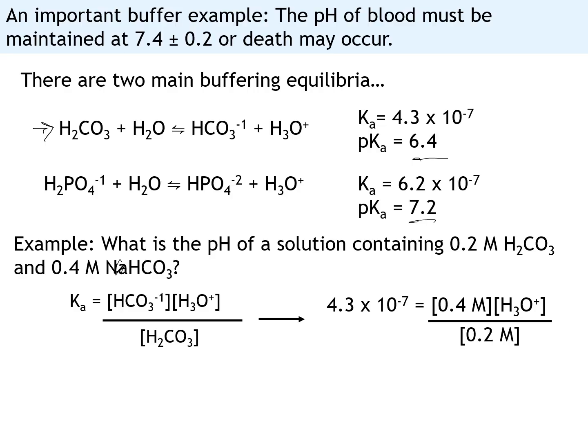We fill in the numbers that we know. So we know that the hydrogen carbonate is 0.4 molar. We know that the dihydrogen carbonate is 0.2 molar. Solve for the hydrogen ion or hydronium ion concentration. And we get that that is equal to 2.15 times 10 to the minus 7. So we know that the pH is going to be somewhere close to 7 because we got that power on the 7. So we end up with a pH that is equal to 6.67.